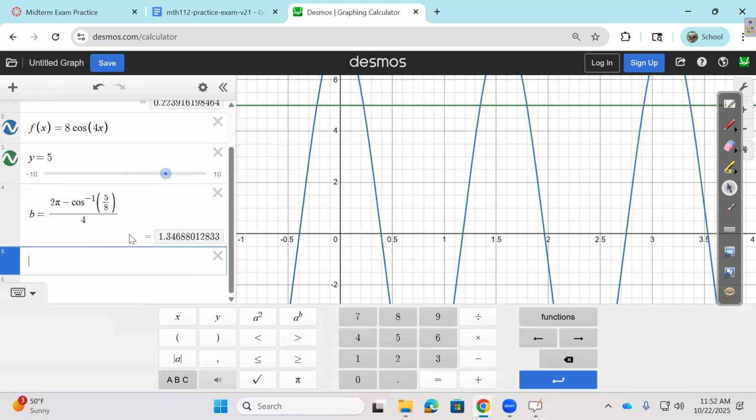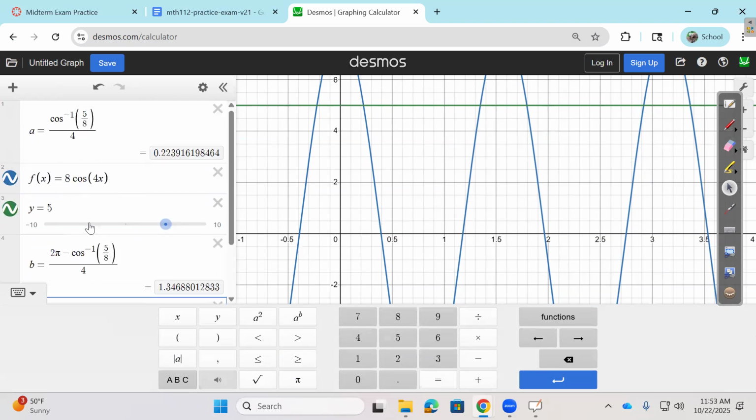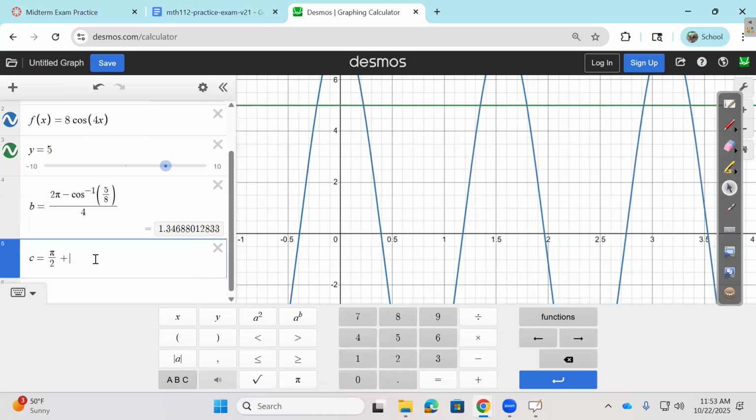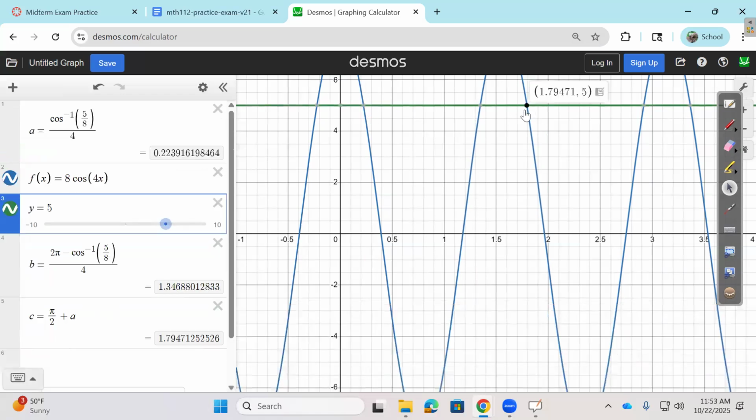And then for the other one, call that C, I determined the period of this cosine of 4x was pi over 2. So I'm going to take pi over 2 and add it to my first solution, which I called A. That should be 1.7947-ish. 1.7947. Looks like the right number.